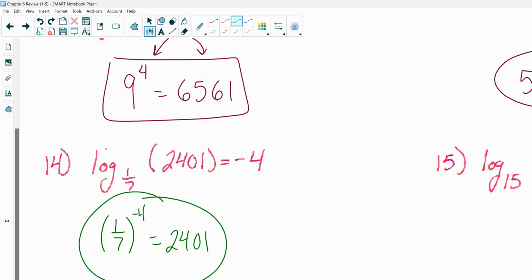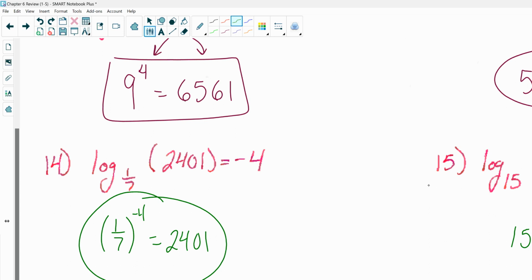Questions on these so far? Might as well go on and finish it out. Log base 15 of 15 equals 1. An exponential form would be 15 to the first is equal to 15. Now on these here, it would be good to write the first power, because again, we're just converting from one to the other. If we were solving for this here, we don't necessarily need the first power.